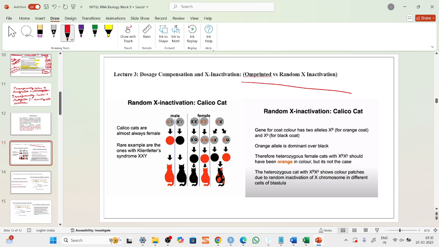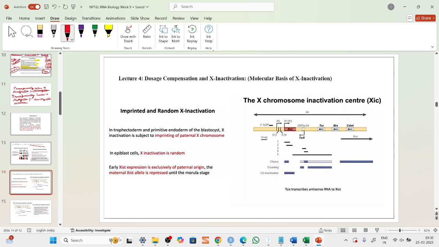Now, the next question that should come to your mind is whether this X chromosome inactivation happens randomly, or whether there is some genomic imprinting, so that it will happen in males or in females or at a certain stage. You should know that X chromosome inactivation can be random, and it can also be imprinted. But imprinted X inactivation happens only at specific stages. It's not that imprinted X chromosome inactivation happens at every stage. No, it happens at certain stages.